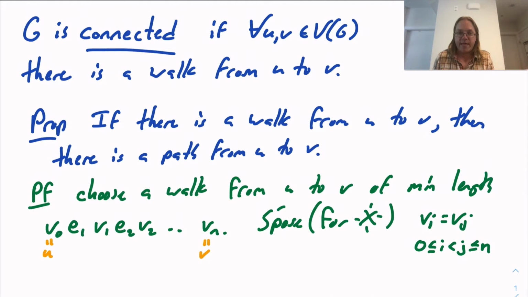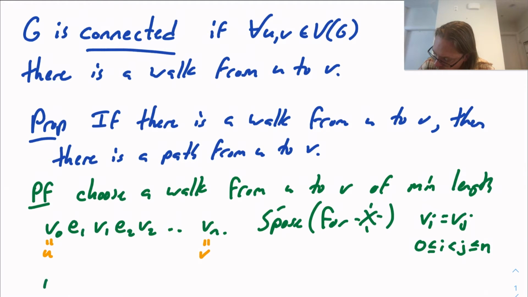Now, if that's happening, you can see a natural way to shorten this walk, right? If you walk to this vertex, and then you walk around and come back to it, and then get going on your way, we'll just cut out that middle part where you went from that vertex back to itself.